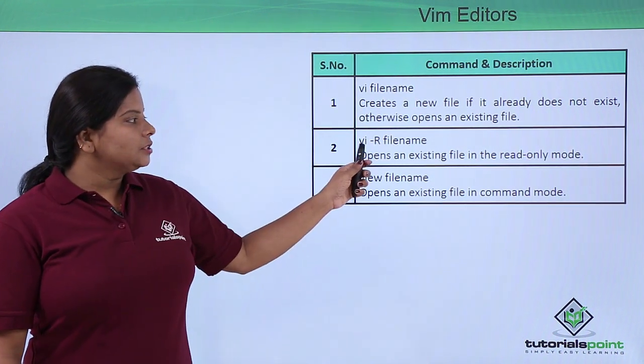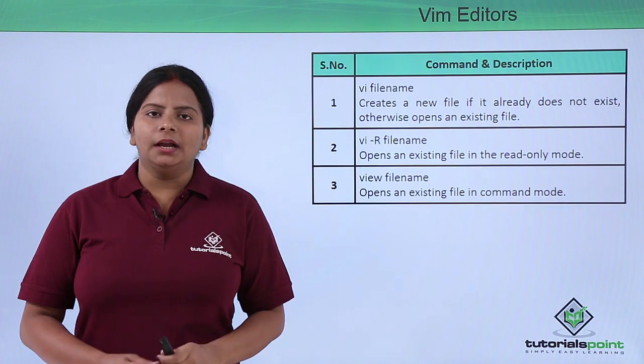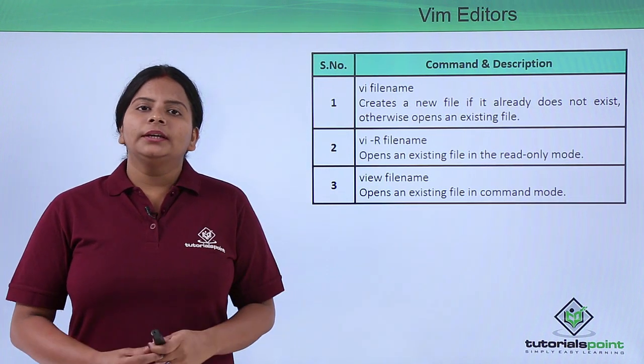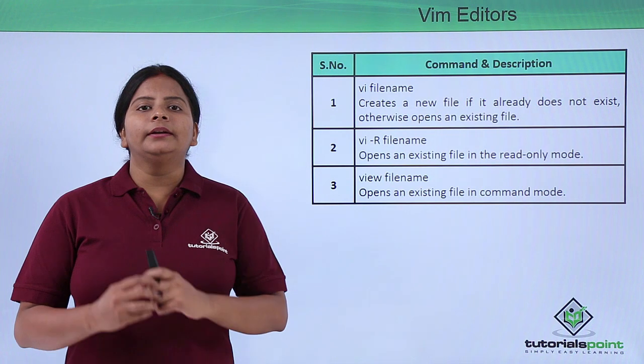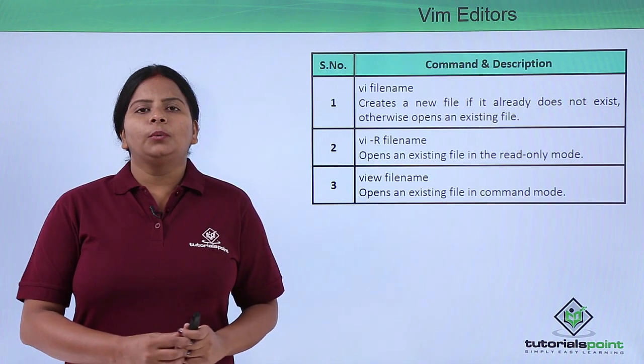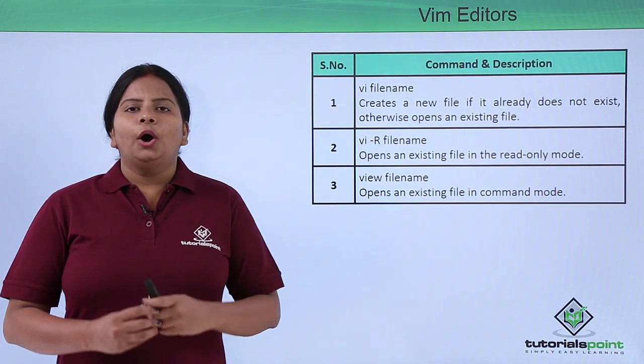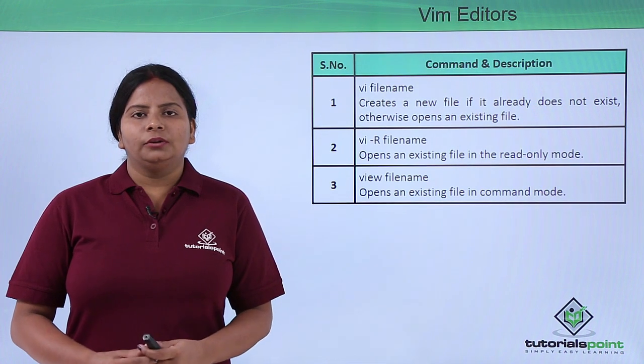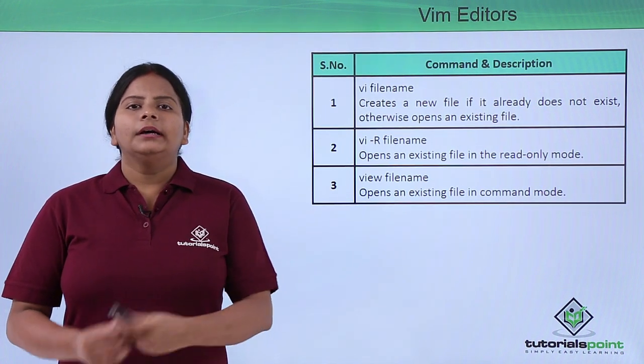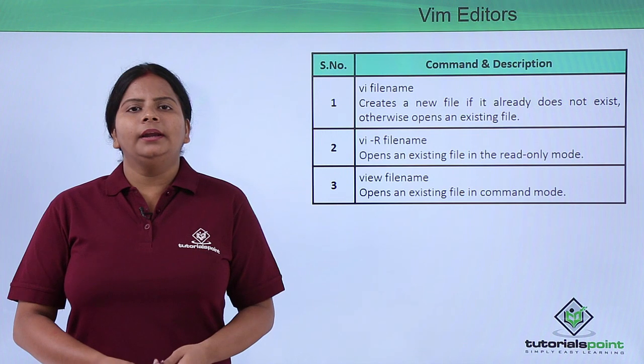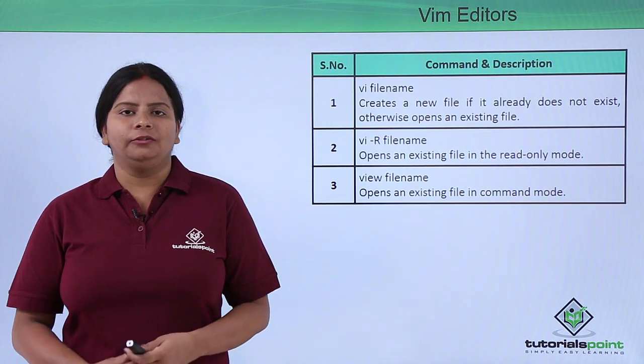Next we have VI space hyphen capital R and then the file name. What it will do is open your file in read only mode. If you do not want to edit anything in a file, you can just read it by using VI space hyphen R.